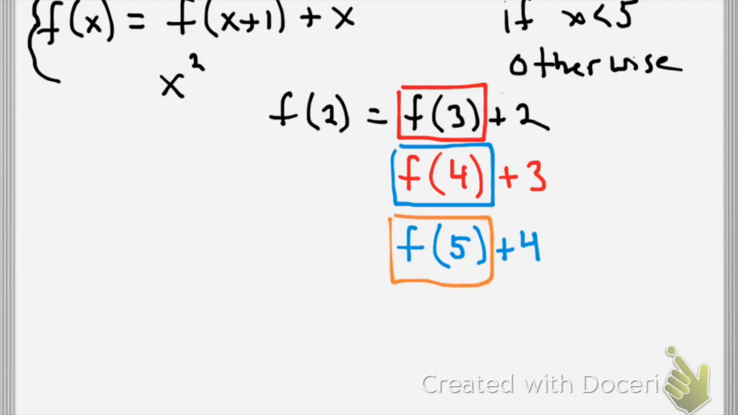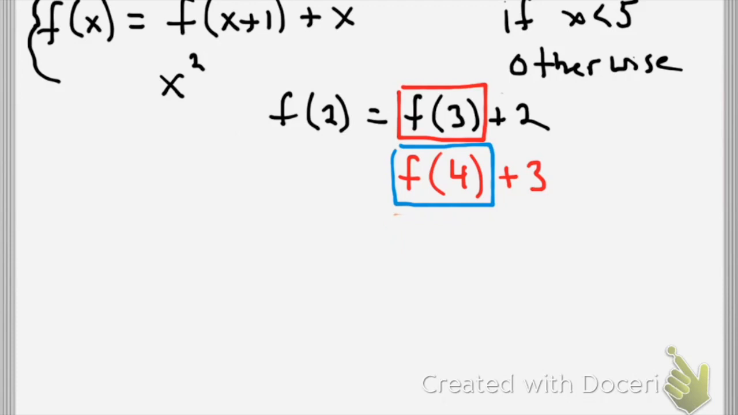So 5 is not less than 5. So now I jump down. This is better because I kind of have an end case here. f of 5 is just going to be 5 squared. And now I can solve that. I don't have to keep working my way down because 5 squared is just 25. And now I can erase whatever was in this orange, this whole thing, f of 5, is just 25. And now I can do 25 plus 4, so that's 29.